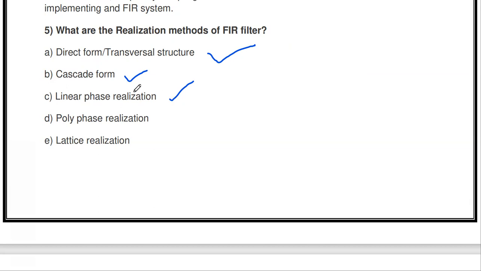What is the advantage of linear phase realization? You already know the FIR filter can be linear phase. The linear phase FIR filter can be realized using linear phase realization, in which the number of multipliers used is reduced by half. That is the advantage of this realization. Then the next forms are polyphase realization and lattice realization. These are all the different realization methods of FIR filter.